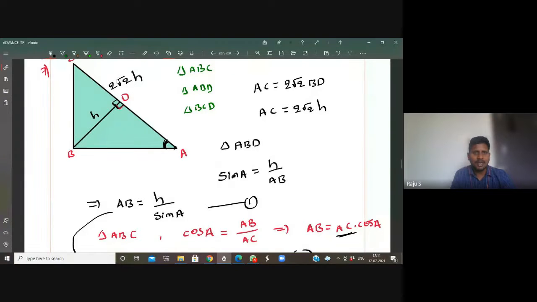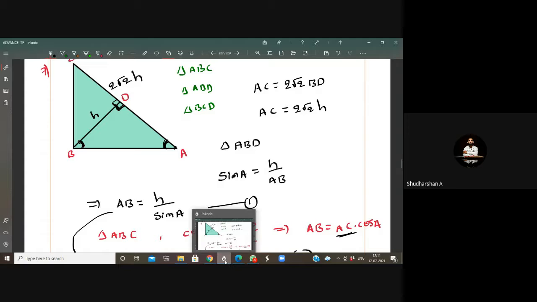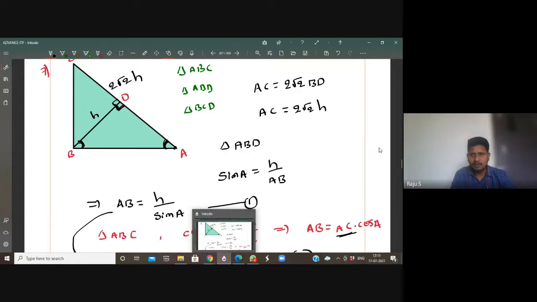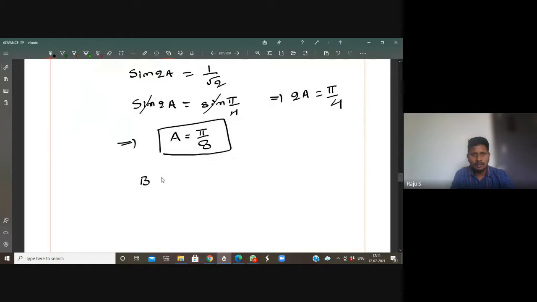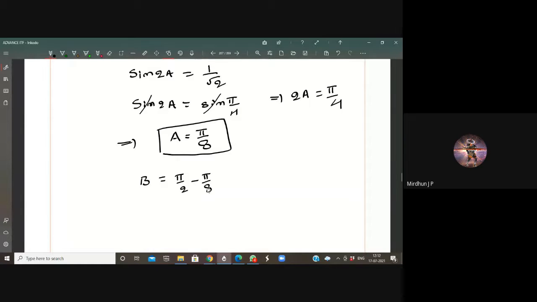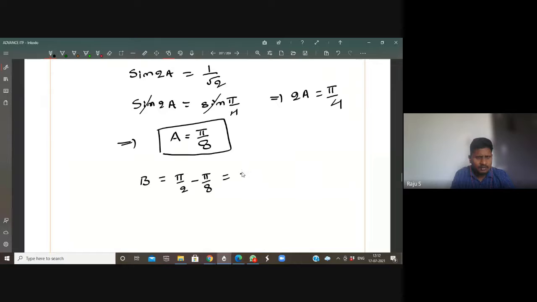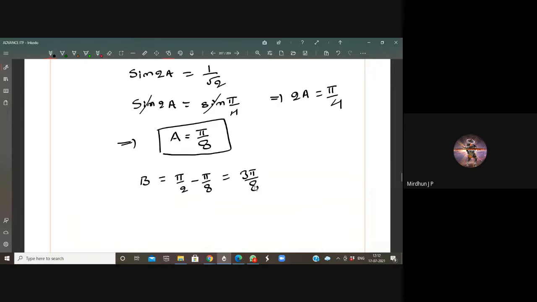Okay, from the triangle here, students, can anyone tell what is B? This is clearly a right angle. What about B? Pi by 2 minus pi by 8. So angle B is equal to pi by 2 minus pi by 8, that is 67.5 degrees, sir.